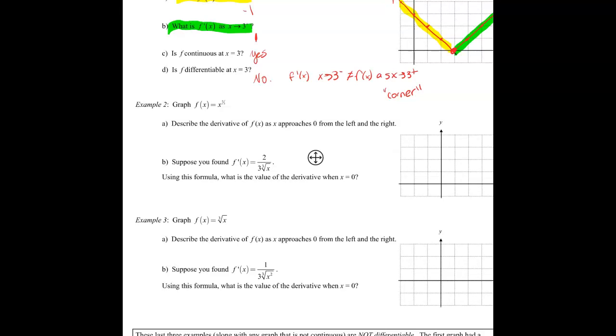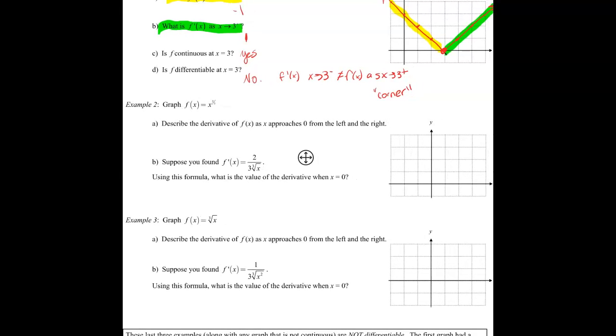Okay, so the next example says graph f of x is equal to x to the 2/3, and then it says describe the derivative of f of x as x approaches 0 from the left and the right. Alright, so this is just going to be x, inner over outer.